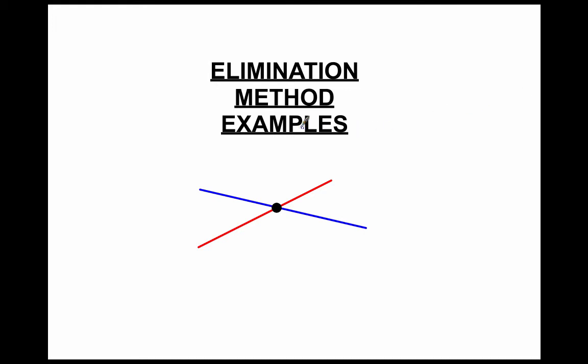Okay, let's get to the practice of the elimination method. We're going to do some examples. Now, we know that in order to solve a system of linear equations like this one, the blue one and the red one, we want to find the x and the y that makes the left side and the right side equal to each other on both equations. And that's only going to happen right there on the point of intersection.